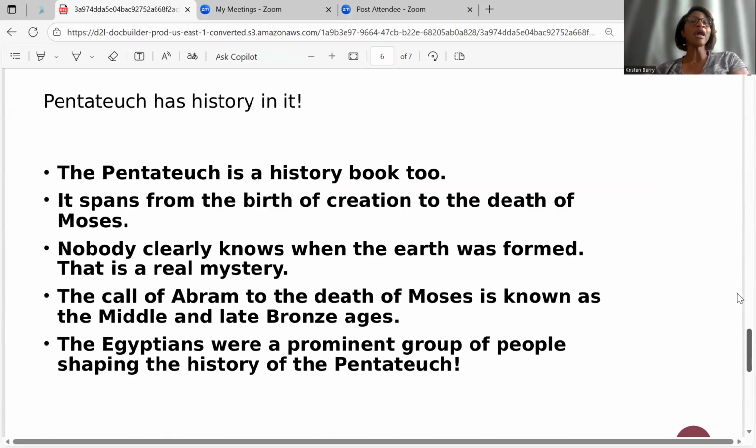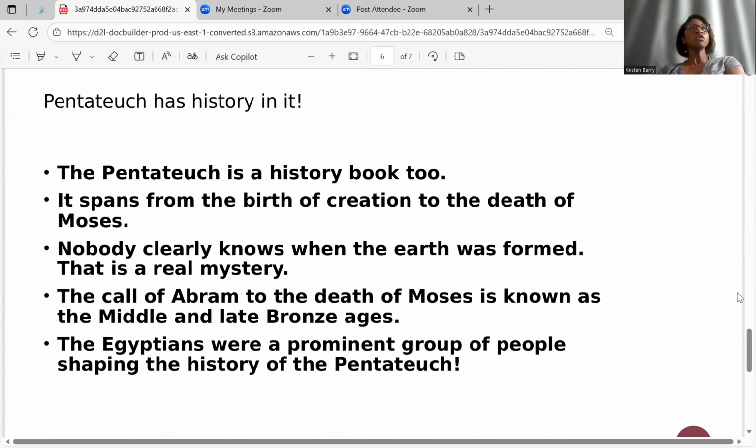So the call of Abram or Abraham to the death of Moses is a time period known as the Middle to Late Bronze Ages. If you want to Google that also, there are artifacts that have been found, especially in the Middle Eastern and African regions, that date back to what they would think would be the Bronze Ages.